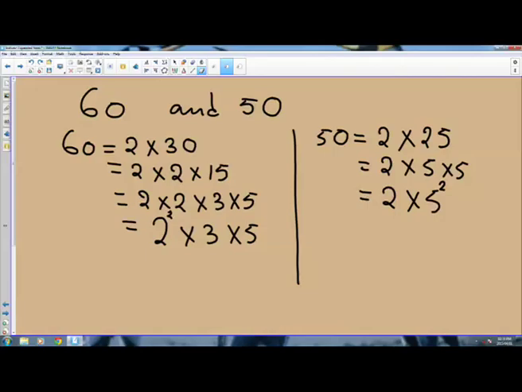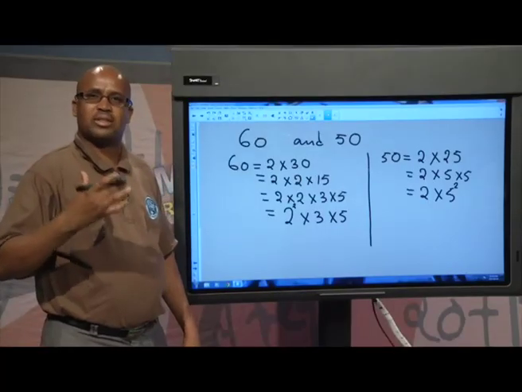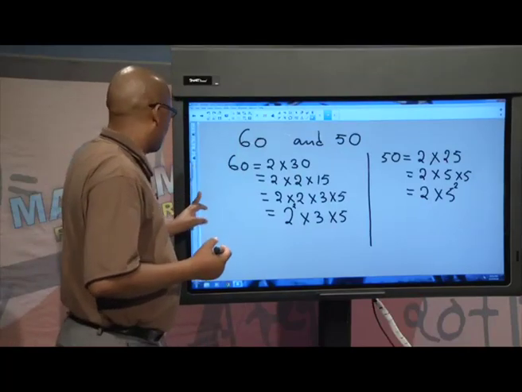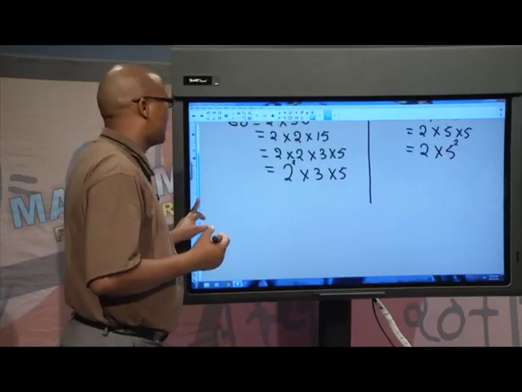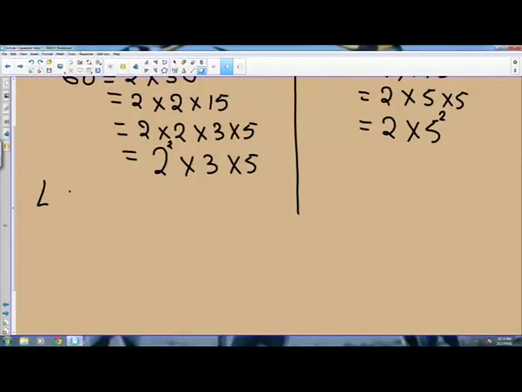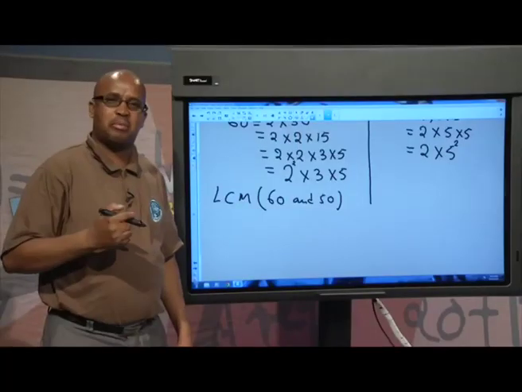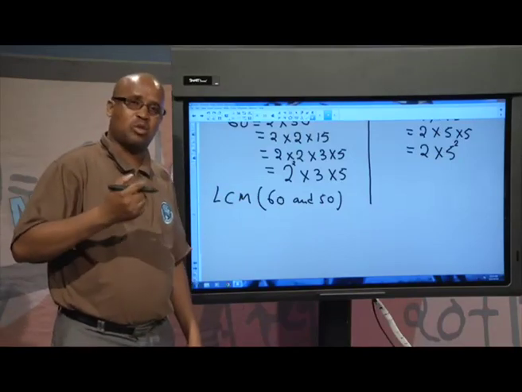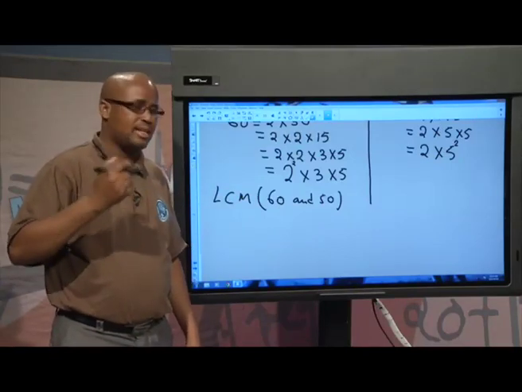Now, we are to go on and find the lowest common multiple of 60 and 50. So, how do we find the lowest common multiple of 50 and 60? Remember, with the lowest common multiple, you multiply the numbers with the highest powers. And then with the highest common factor, you multiply the numbers with the least powers.